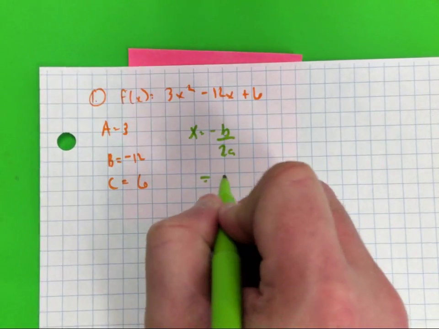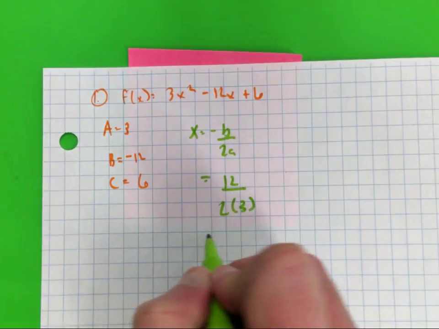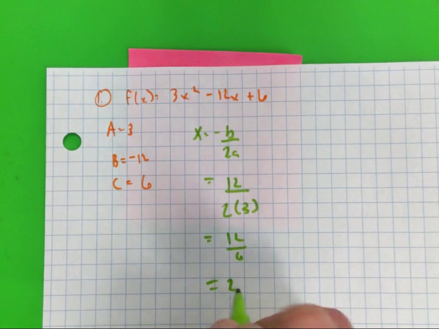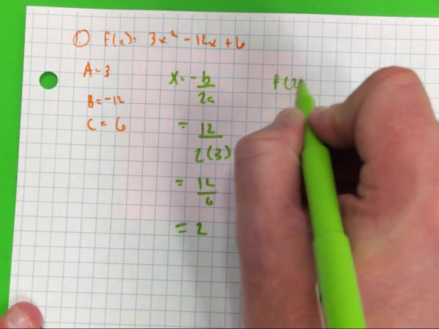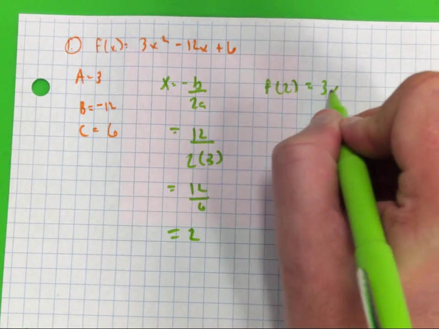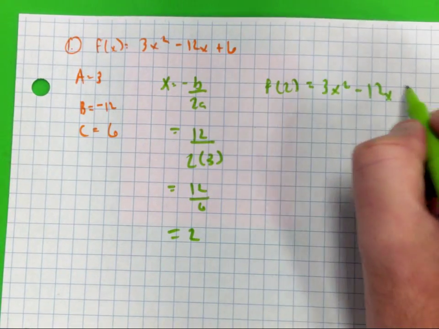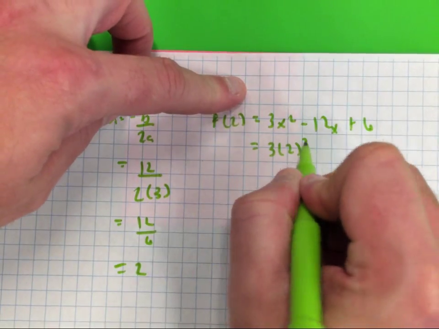So, opposite of B is 12. My A is 3. So I got 2. Now, how do I find my Y value? Ms. Cosby, how do I find it? Yes, I'm going to do f of 2. F of 2 equals 3x squared minus 12x plus 6.